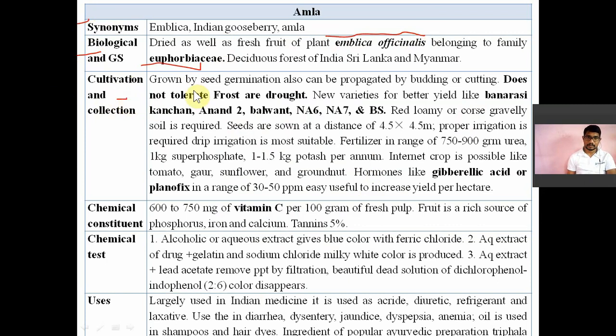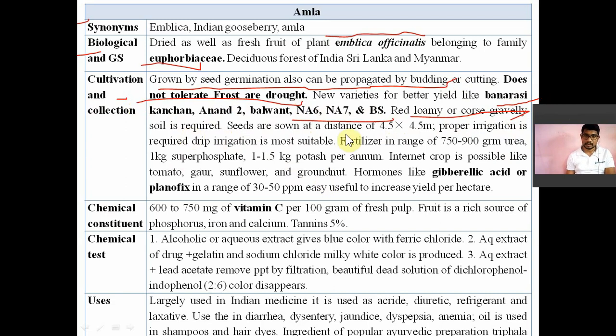Cultivation and collection: it is grown by seed germination, but can also be propagated by budding and stem cutting. It does not tolerate frost or drought. Varieties of amla like Banarasi, Kanchan, and Anpalu give better yield. It requires red loamy, coarse gravelly soil.